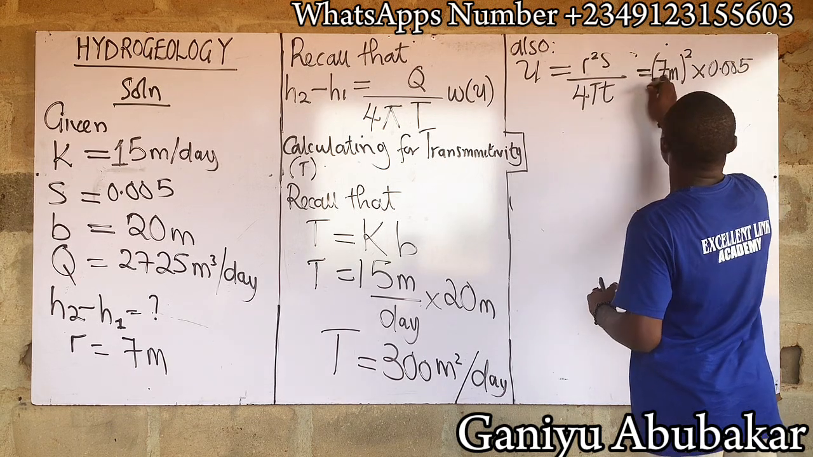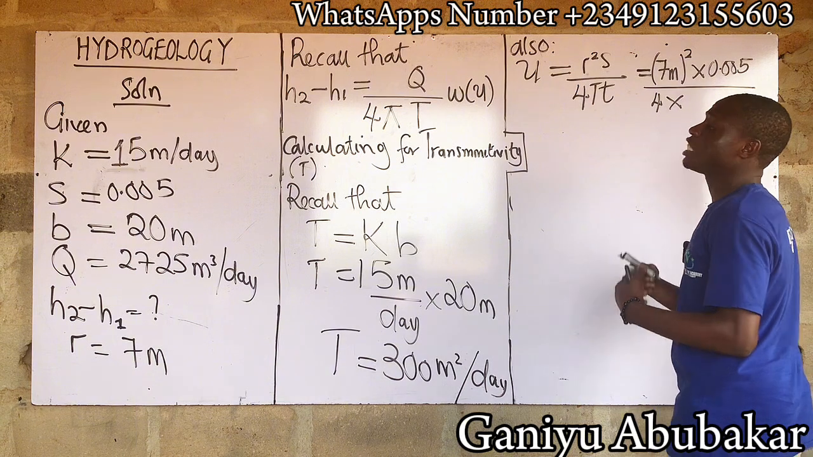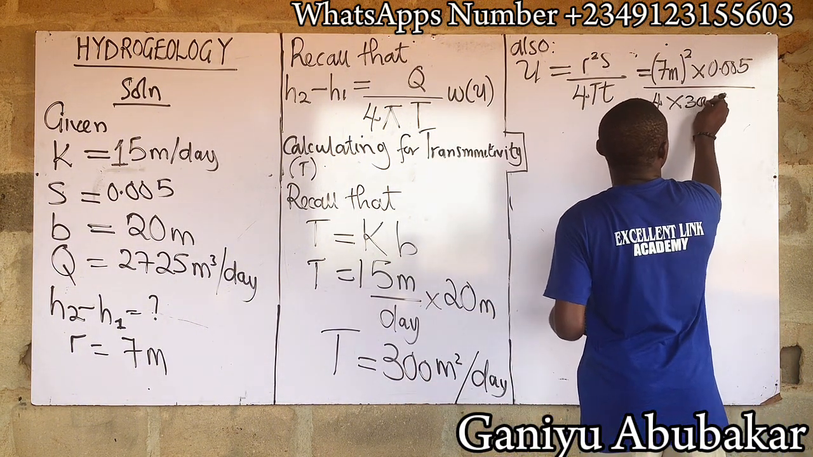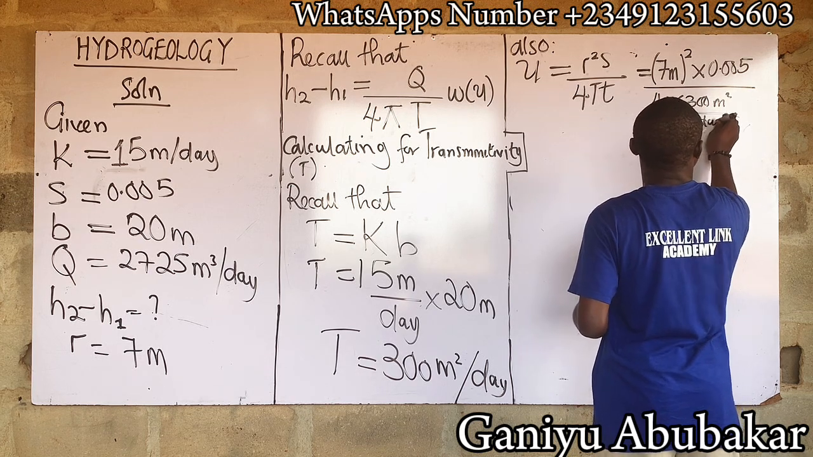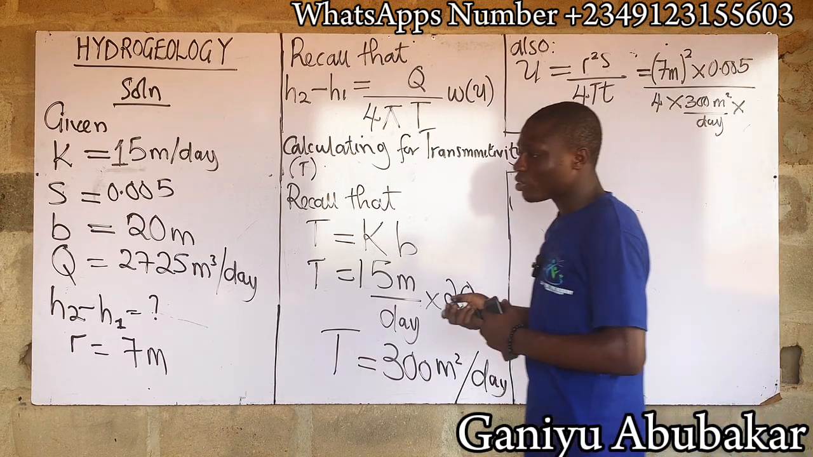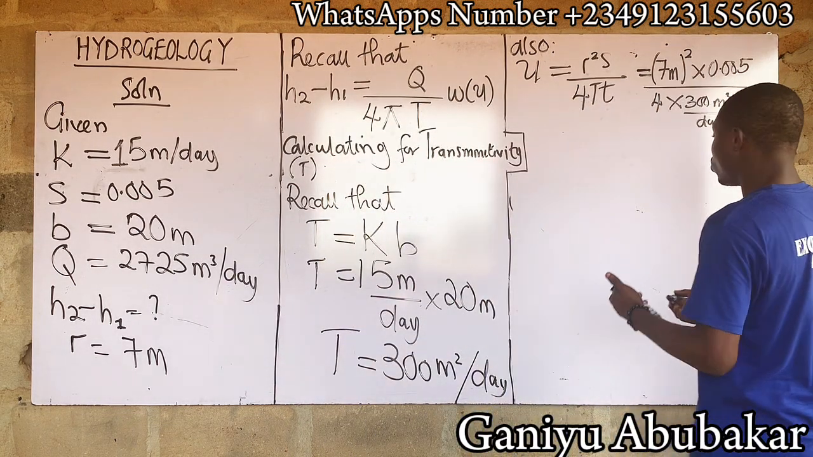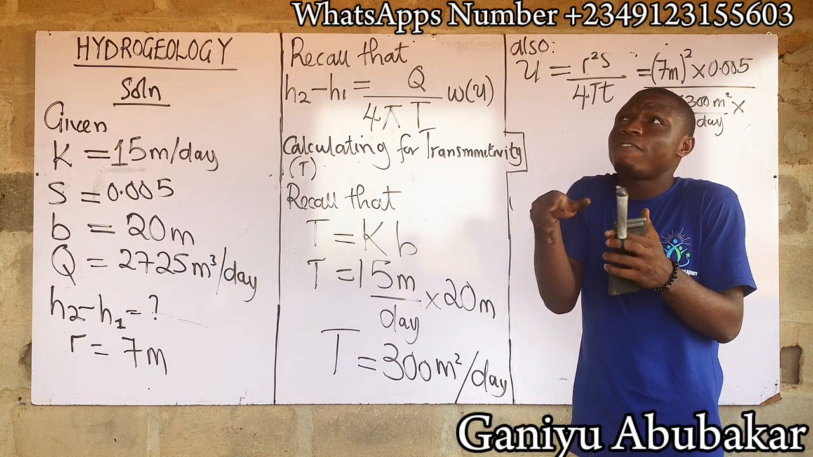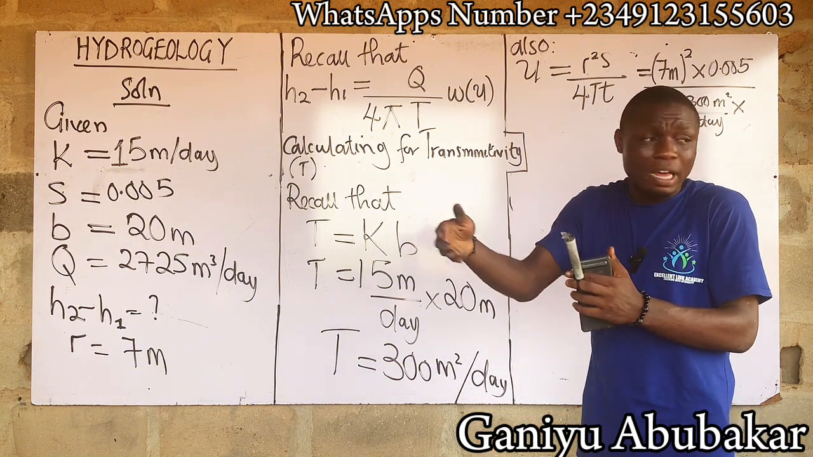0.005 all over 4 multiplied by T, the transmissivity. That's the value of what? 300. I have 300 meters squared per day times t. Small t represents what? Time, right? And that time is what? 1 day. Because we're told to find the drawdown after a day.